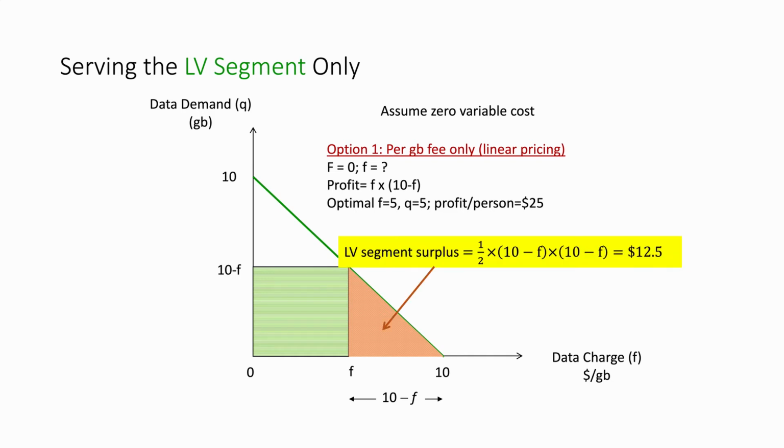And the total low value segment surplus is the size of this triangle, that is half times 10 minus f, and times the height, which is again 10 minus f. And that is equal to $12.50. So that's the low value segment surplus.